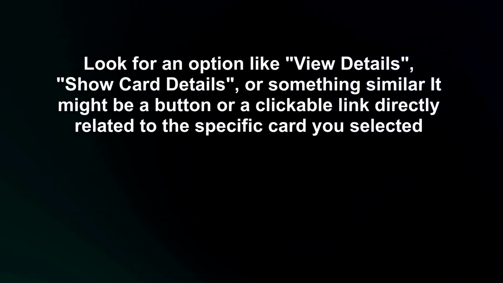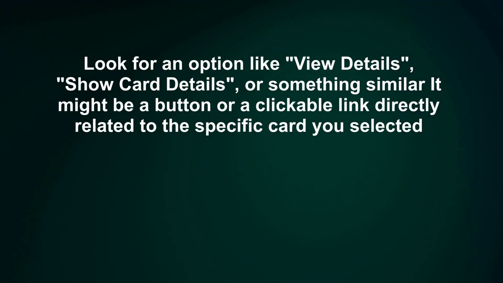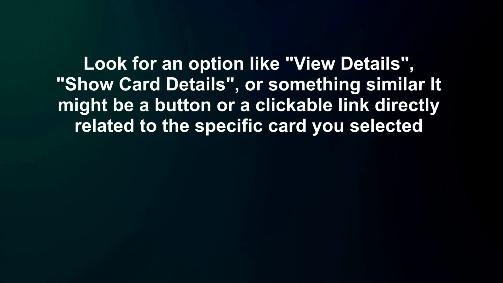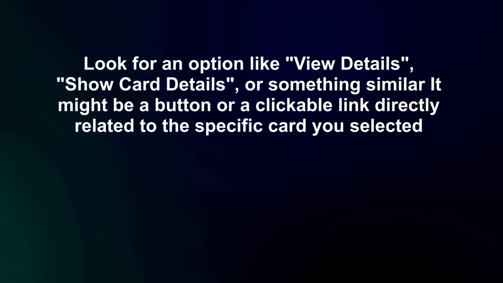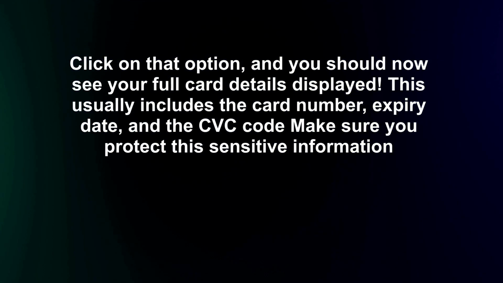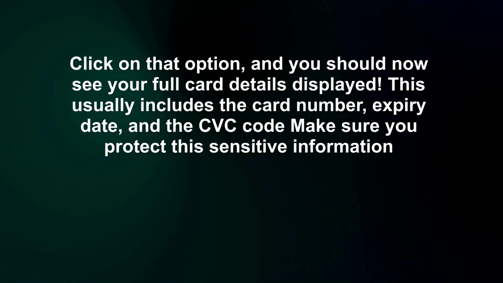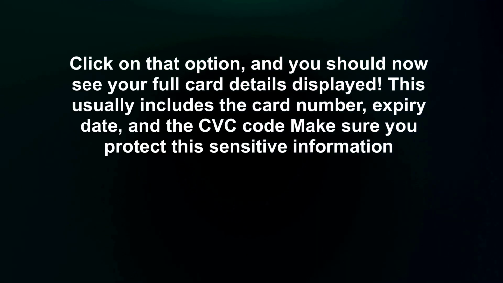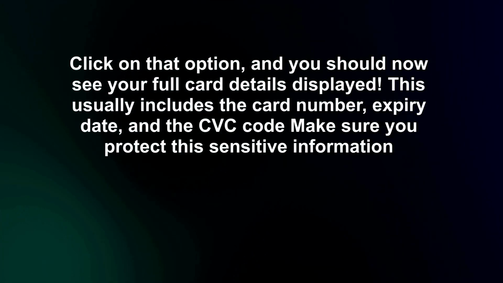Look for an option like View Details, Show Card Details, or something similar. It might be a button or a clickable link directly related to the specific card you selected. Click on that option, and you should now see your full card details displayed. This usually includes the card number, expiry date, and the CVC code.